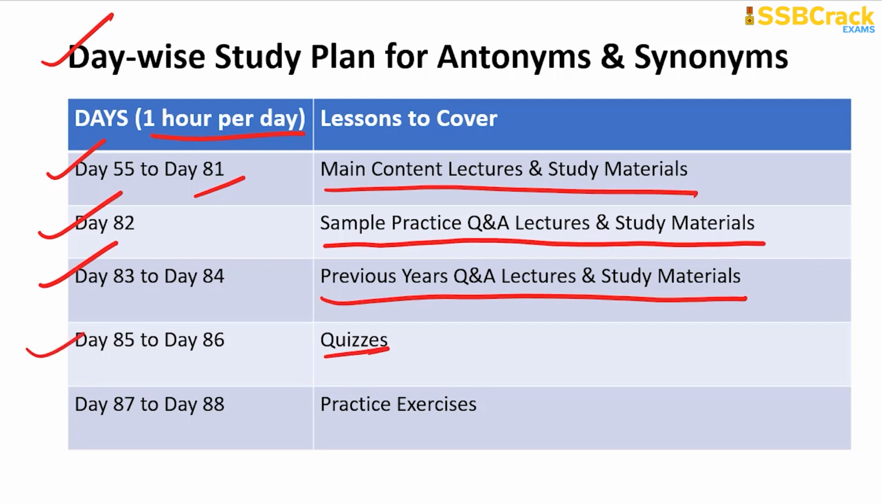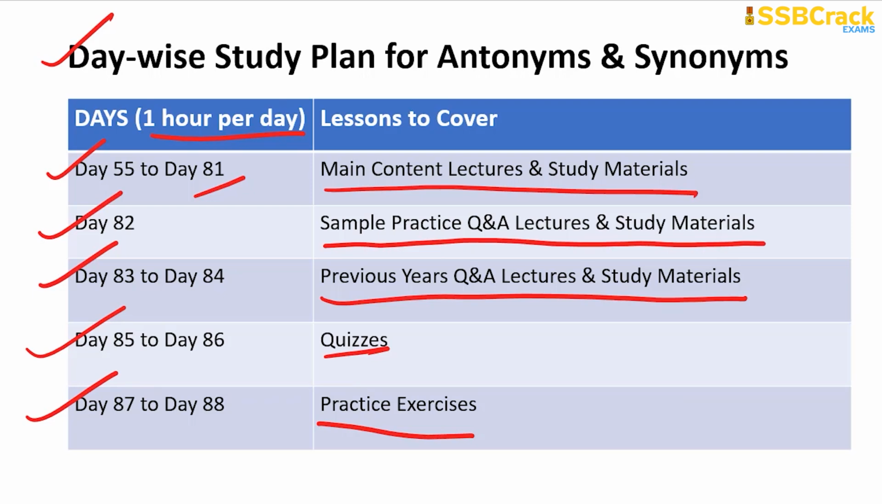Quizzes you can attend from day 85 to 86. Again, quizzes will be covering both antonyms and synonyms topic. Again, for both antonyms and synonyms, there are practice exercises. So more than 150 plus questions are there. So you can take at least 200 questions you can practice for both antonyms and synonyms, and you can take day 87 to day 88 for that.